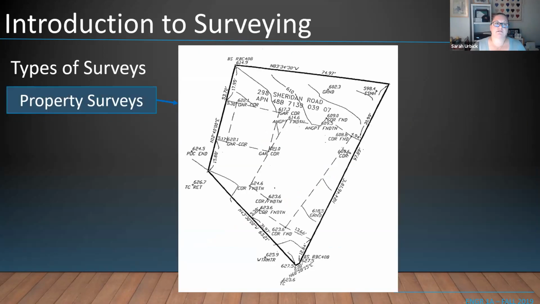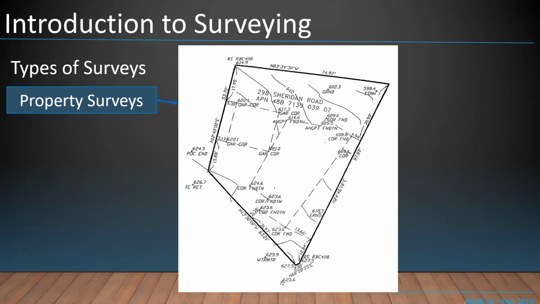Property surveys. Olga, I think that was you who said, you know, what's the size of my property? What's the area, right? Here we have an irregularly shaped property line. Okay, what are we looking at? And what do we have? Sheridan Road. But this tells us what our boundaries are, and that's the information we're looking for. Okay.